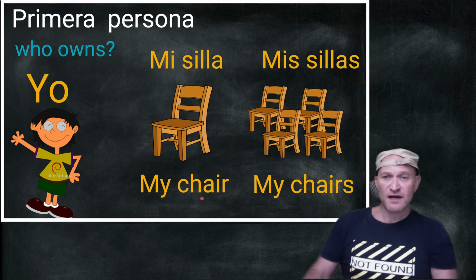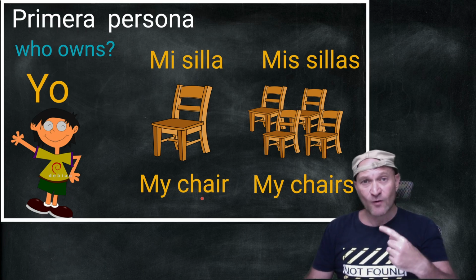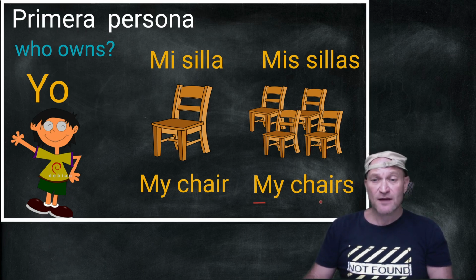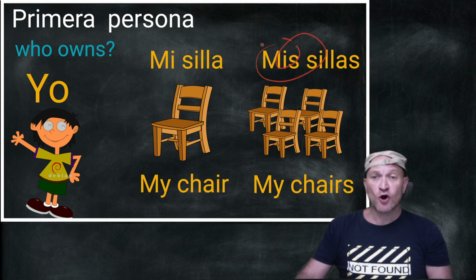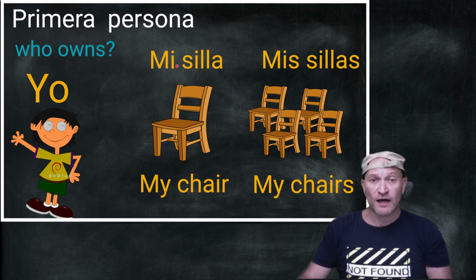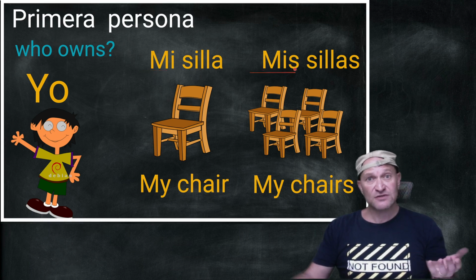But what happens in Spanish? If we have more than one, we don't say in English, my chairs. We say mis sillas. We change also the possessive in plural. Instead of mi, mis. That's all.